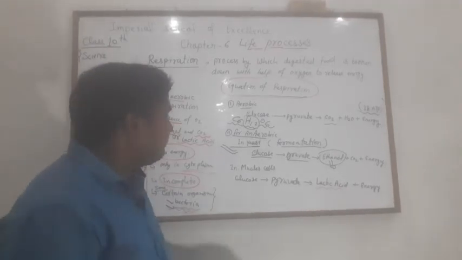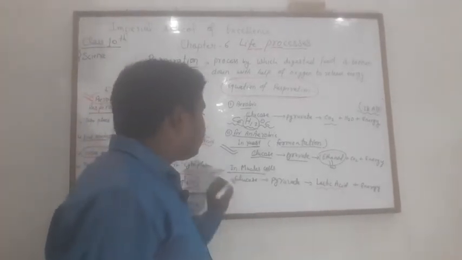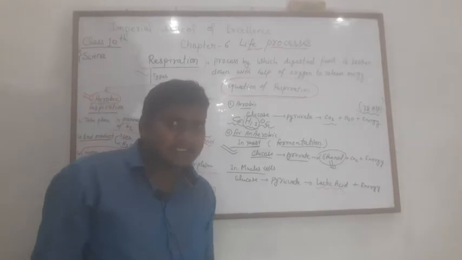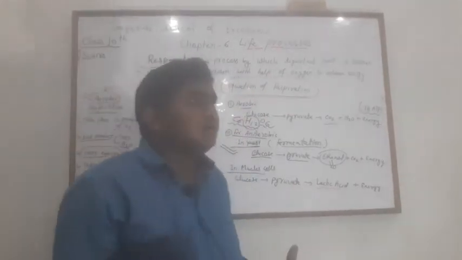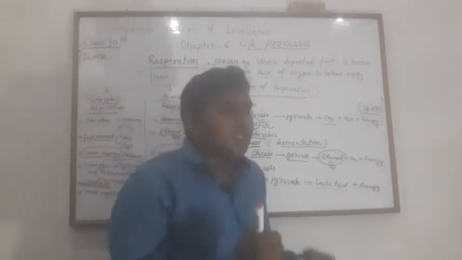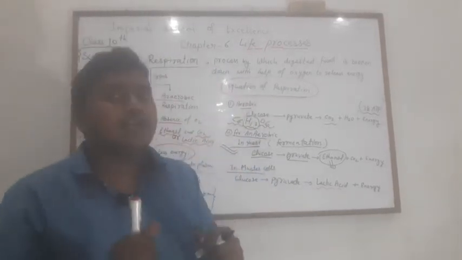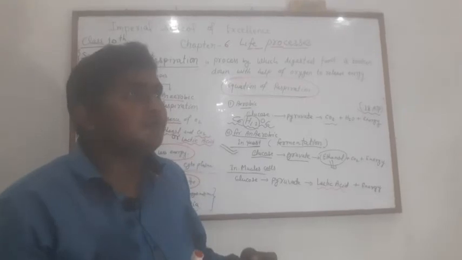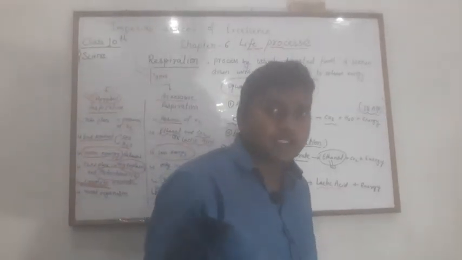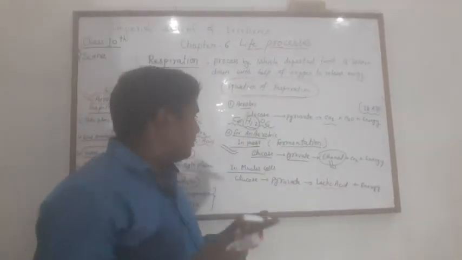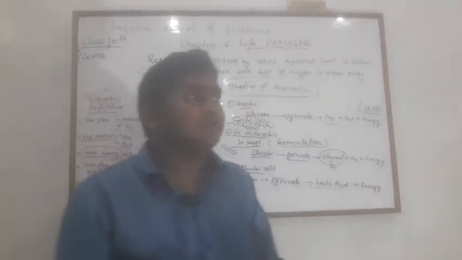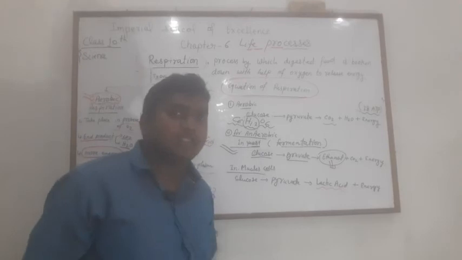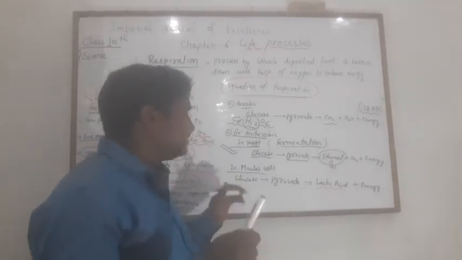Okay, in the muscle cells, when we do excess exercise... suppose an athlete has to run, then they do a warm up round, because when they do the warm up round, their cells get active and they get enough oxygen.